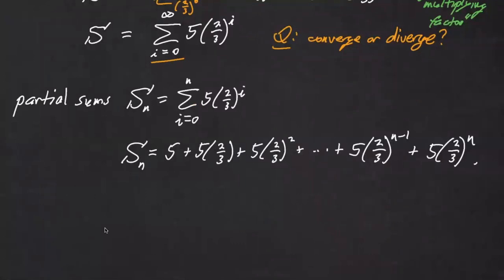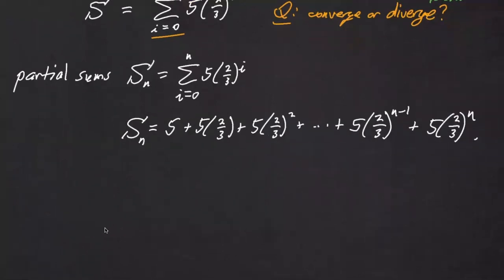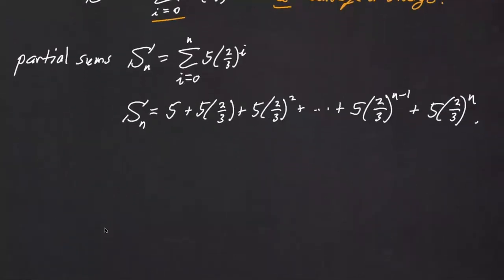Okay, so the idea that we saw here, the neat concept, is to use the structure. There's a structure inside this sum: we're multiplying by 2/3 to get from one term to the next. So let's multiply the whole thing by 2/3. We look at 2/3 times this partial sum, and we're going to multiply each term by 2/3. So I'm just going to write that down here.